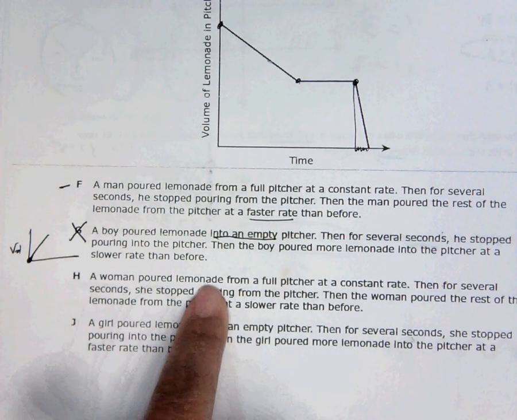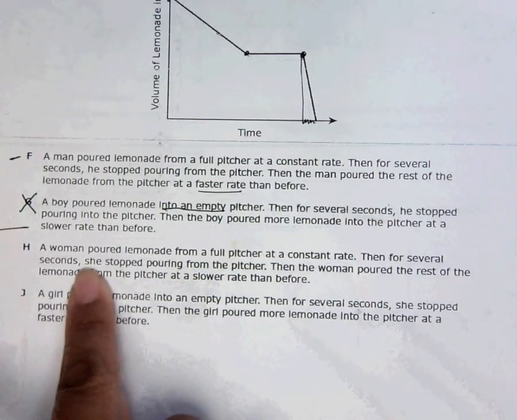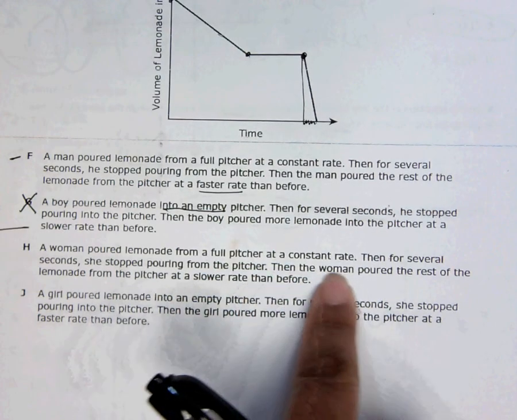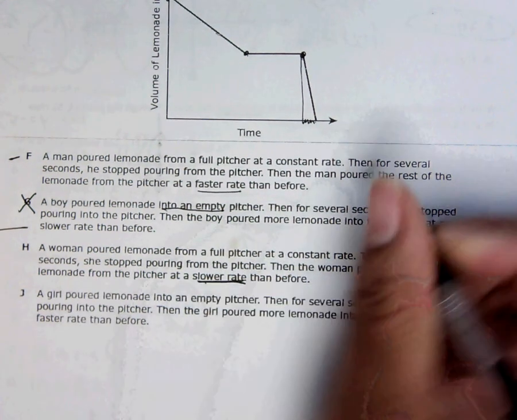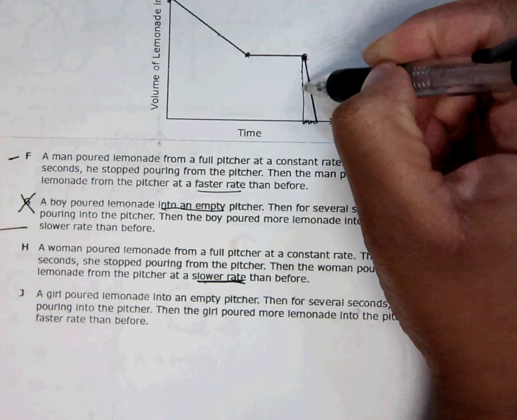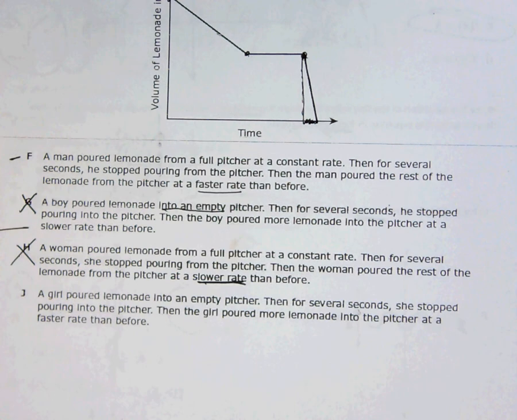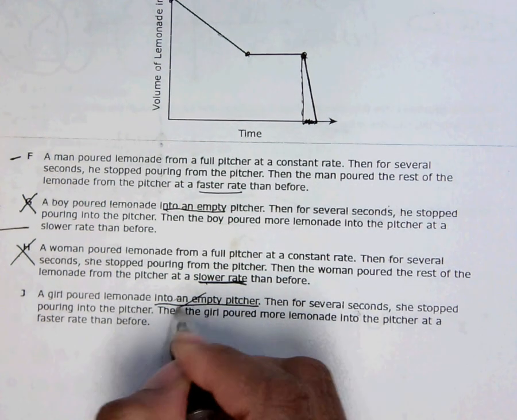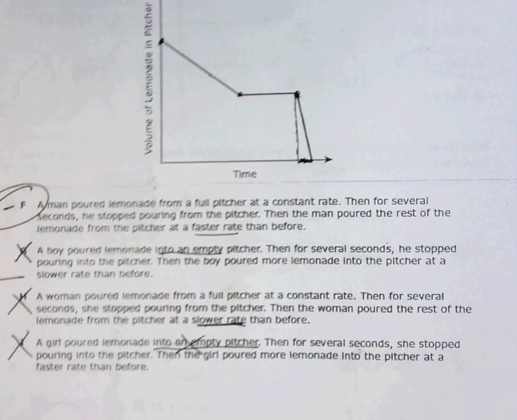A woman poured lemonade from a full pitcher at a constant rate. In several seconds, she stopped pouring from the pitcher. Then the woman poured the rest of the lemonade at a slower rate. Look how steep that line is and how much time it took from here to there. That's fast. So no. A girl poured lemonade into a pitcher, we already talked about that, was wrong. So the answer has to be F. And we are done with this section.